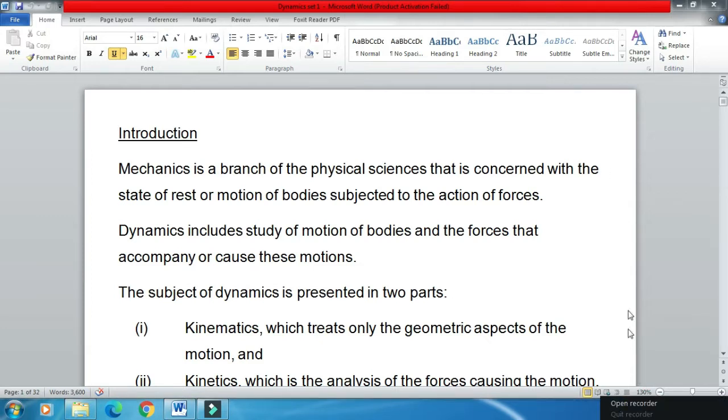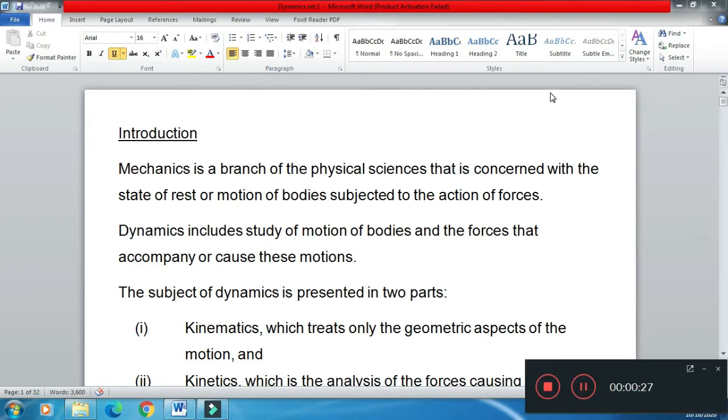Mechanics is a branch of physical sciences that is concerned with the state of rest or motion of bodies subjected to the action of forces. So mechanics includes study of the objects which are at rest or in motion. In the subject of statics, the objects or bodies were considered to be at rest. In dynamics, the study of the motion of objects or bodies will be studied, and the forces which are responsible for creating the motion will also be discussed.